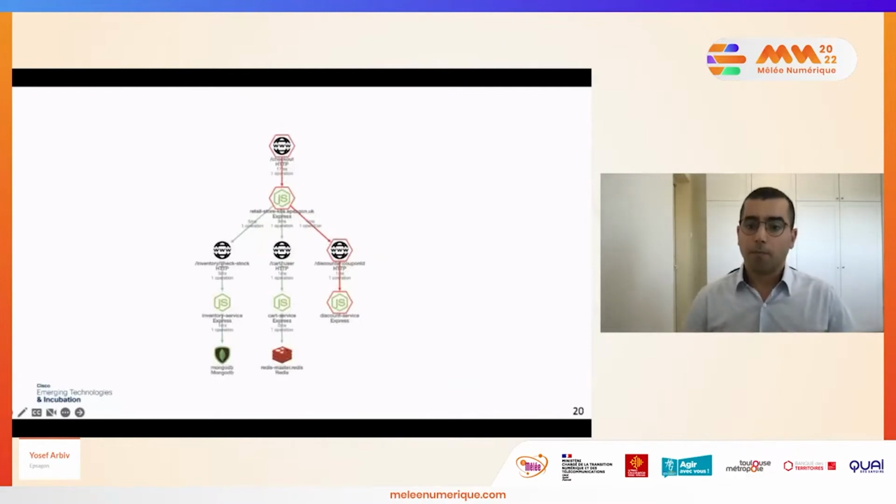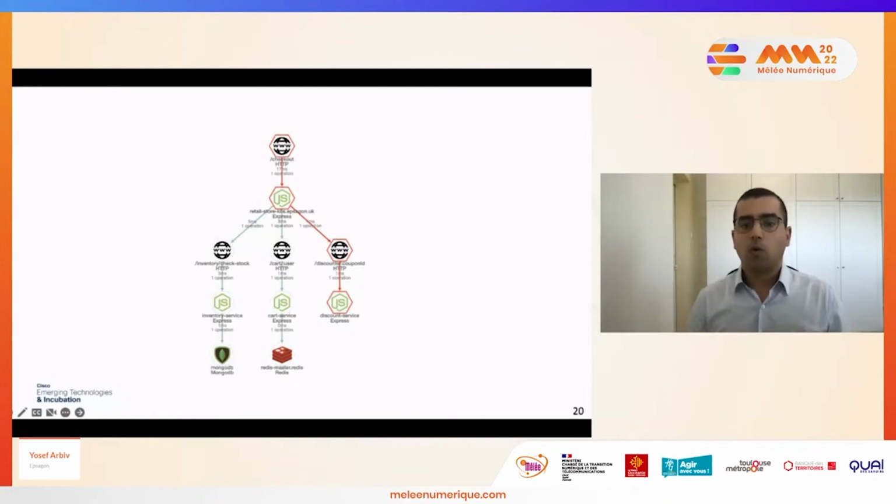This is another example, but this time a graph representation of a distributed trace. Here you can see a checkout operation. You can see the different microservices that participate in this operation. And here each arrow represents a span, so each arrow is a unit of work that happened between those two services.